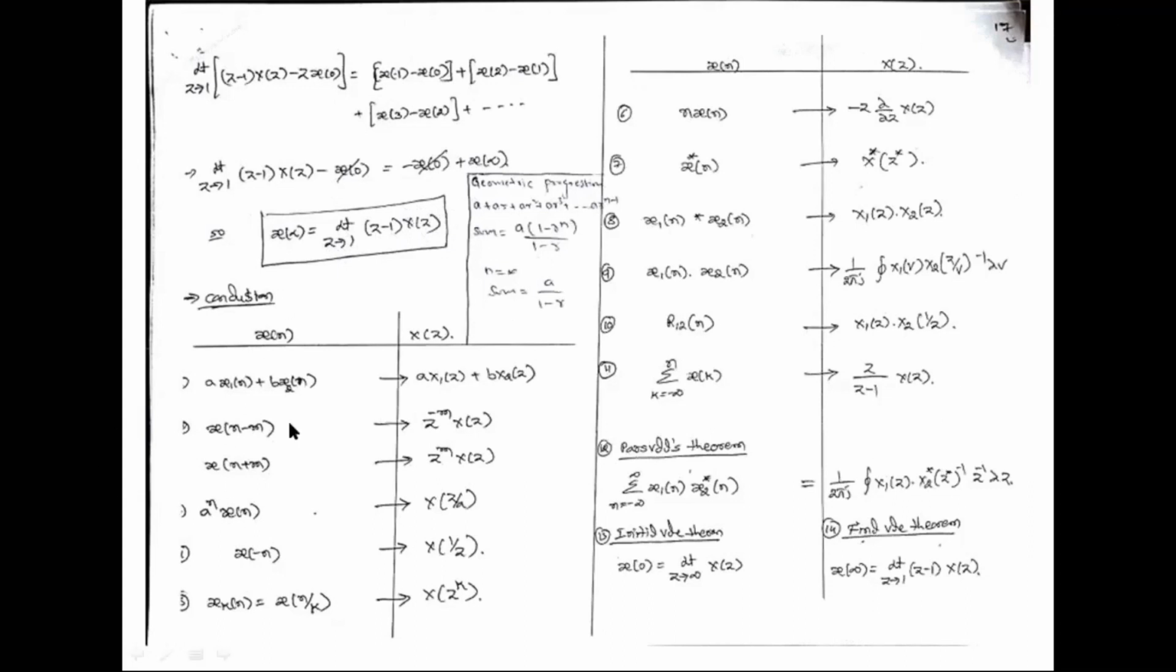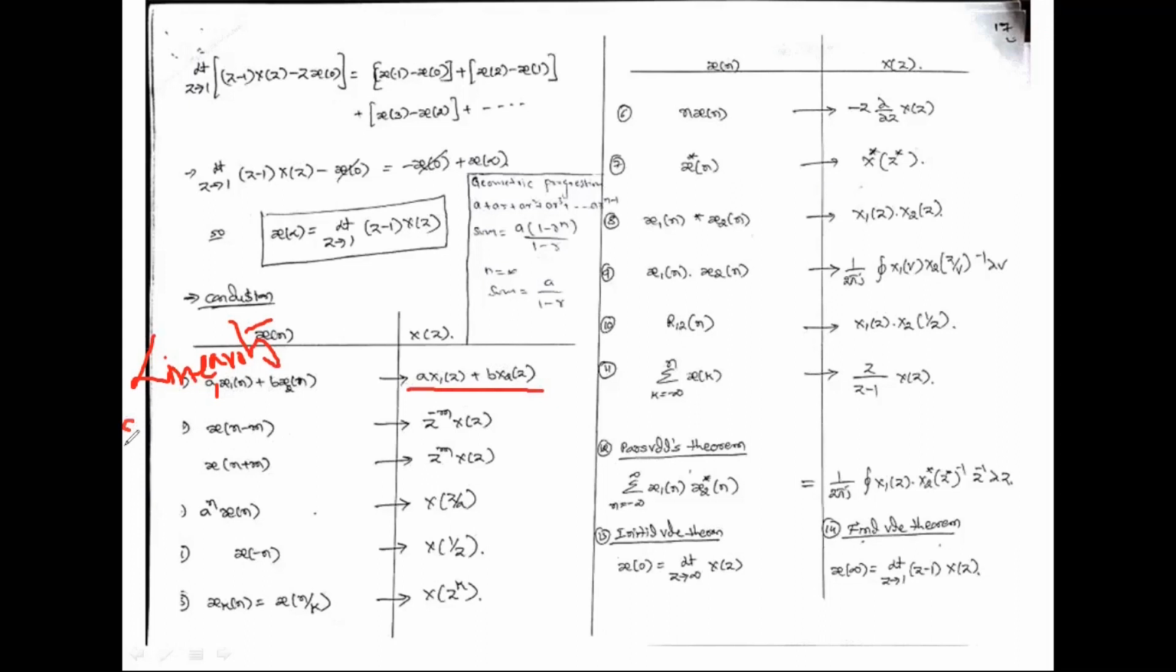And these are all the conclusion of all the properties we have. The first one is the linearity property. So linearity property. Linearity property says that a1 x1 of n plus a2 x2 of n, instead of a2 they are taking b here: a x1 of n plus b x2 of n gives a x1 of z plus b x2 of z.